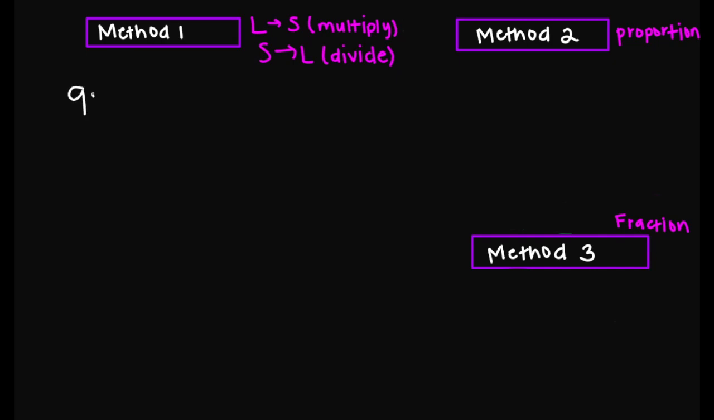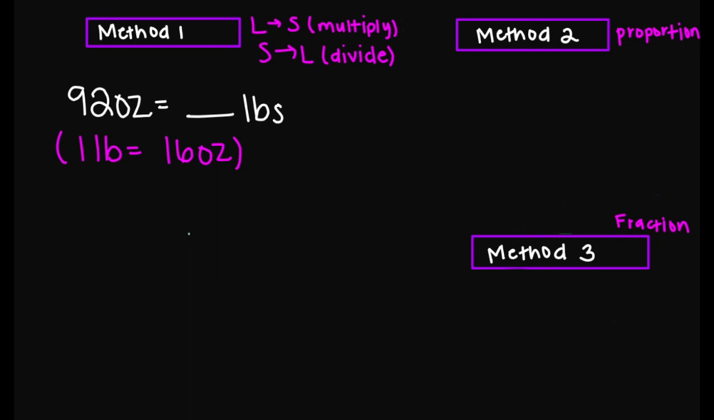Let's look at 92 ounces equals how many pounds? My conversion factor for this example is 1 pound equals 16 ounces. By looking at this example, I am going from ounces to pounds. That means I am going from a smaller unit to a larger unit, so I need to divide. I am going to divide 92 by 16, because 16 ounces is going to give me the 1 pound. So we do 92, divide that by 16.